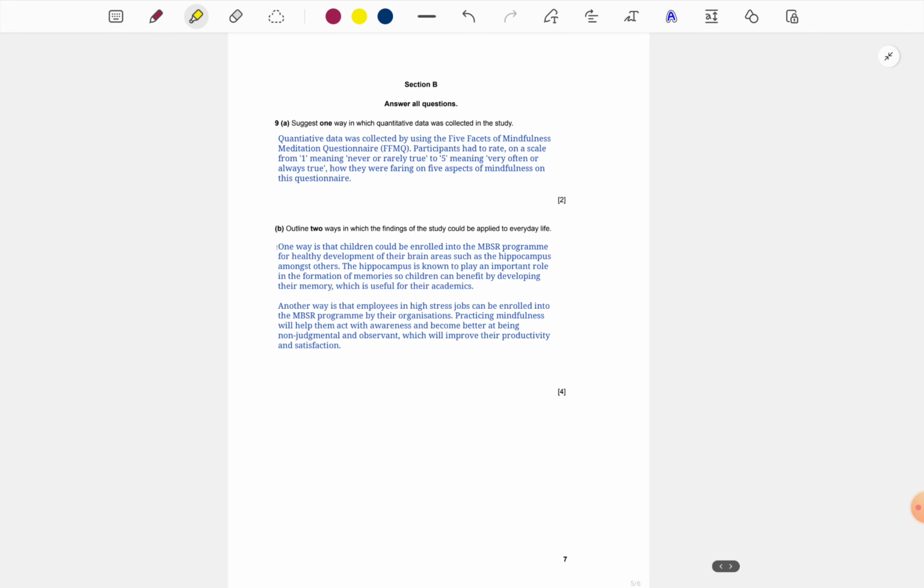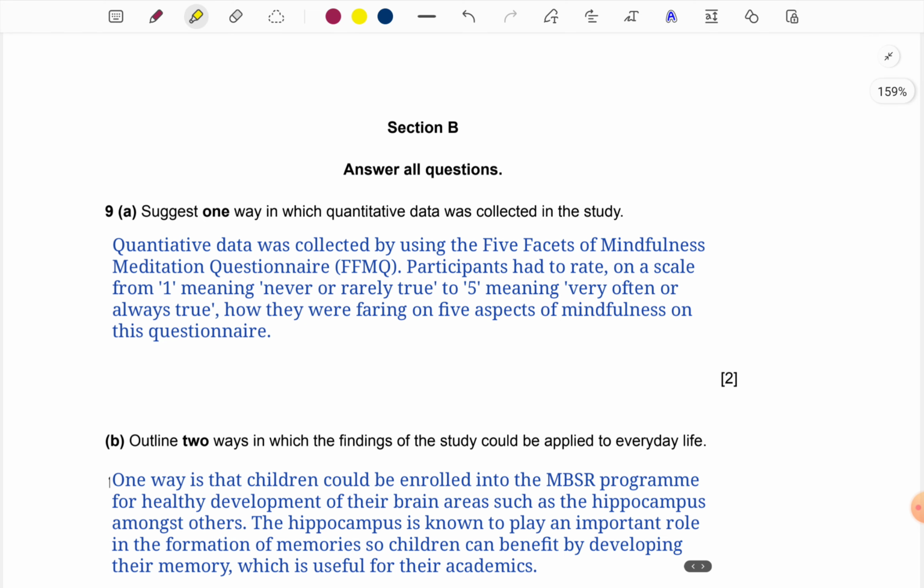Okay, the next set of questions is again more or less evaluative. Suggest one way in which quantitative data was collected. This is a descriptive one. Quantitative data has been collected in two ways. One is increase in gray matter. They have used the VBM technique. VBM technique shows the proportion or percentage increase in gray matter. So that is quantitative because it's like percentage or proportion.